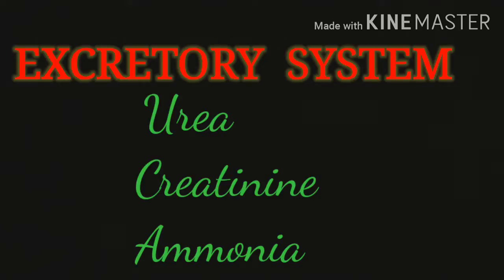Today we are going to learn about the excretory system. What is excretion? Removal of nitrogenous toxic waste products from the body. Waste products such as urea, creatinine, ammonia. Which is the major excretory product in human beings? Urea.